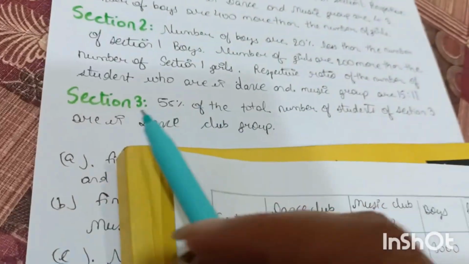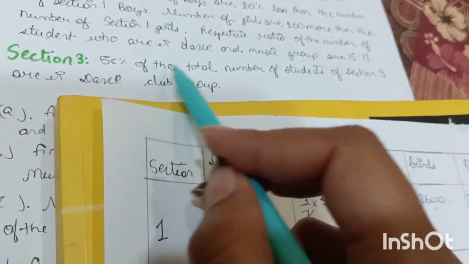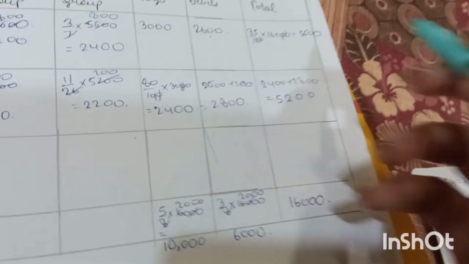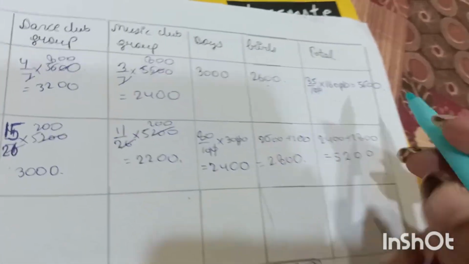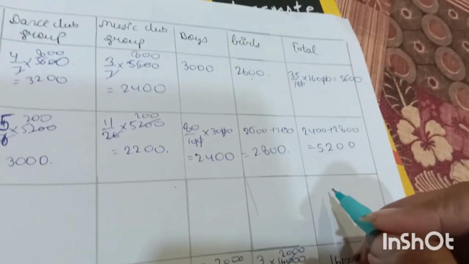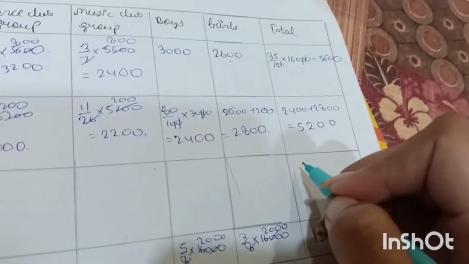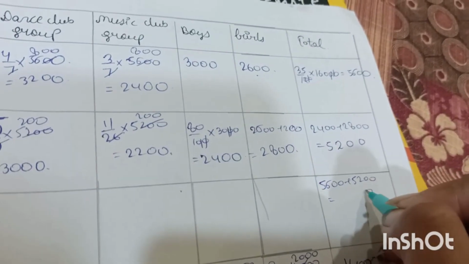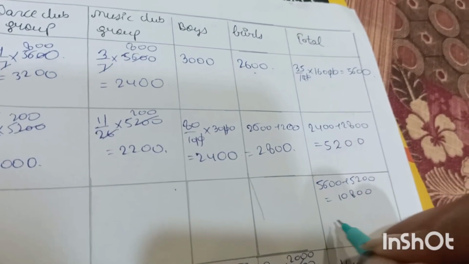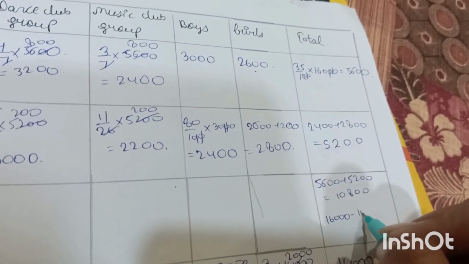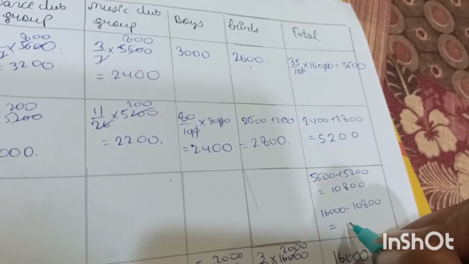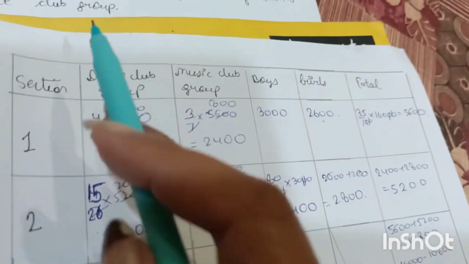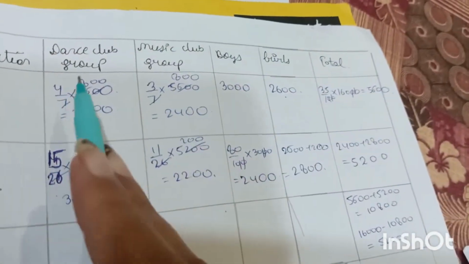Okay, so now let's see for section 3. 55% of the total students of section 3 are in dance. So when you add this both and subtract from this, you'll get the value of this. So when you will subtract, you'll get the value as 5200. So then 55% of the total students are in dance club.